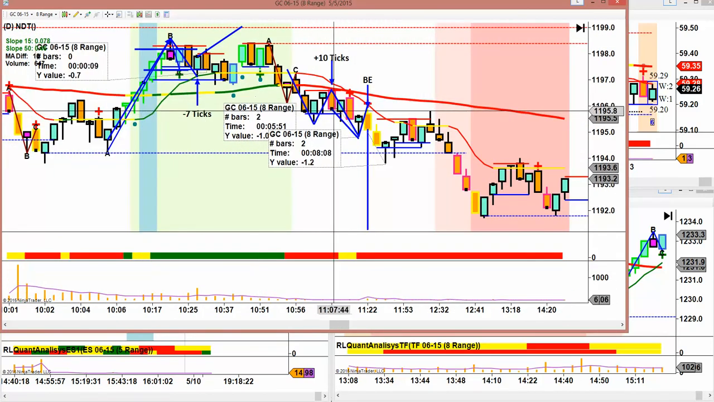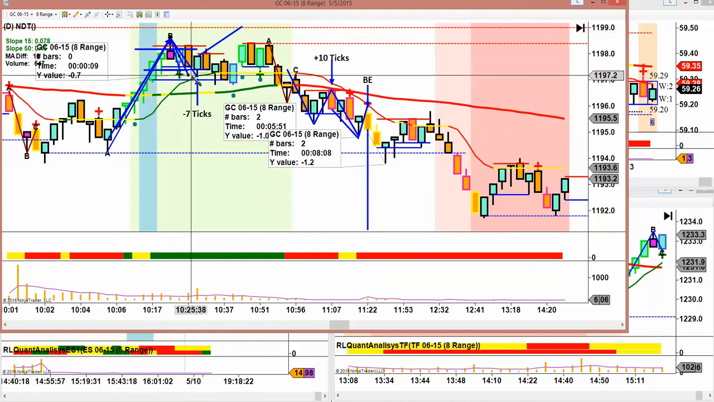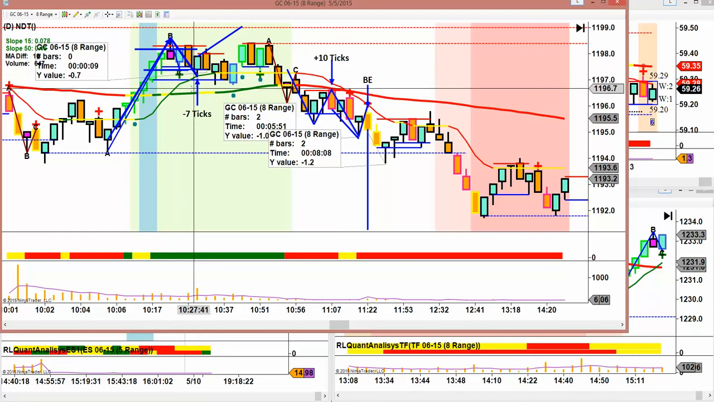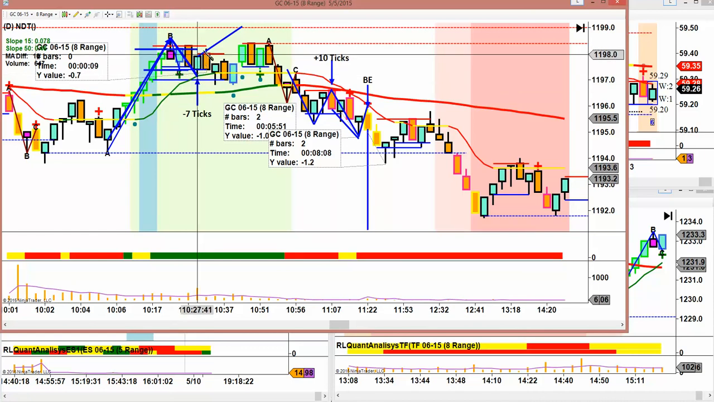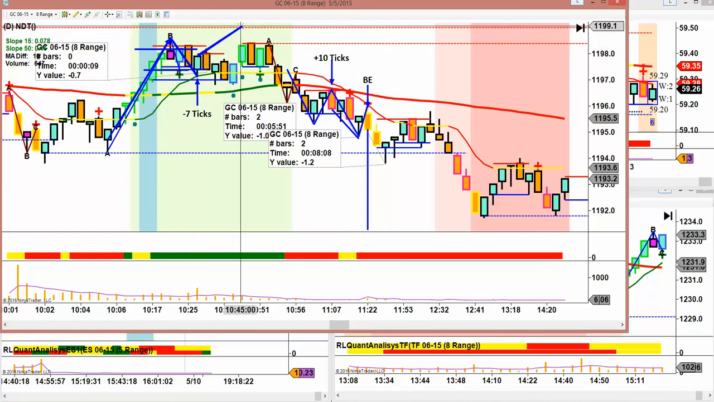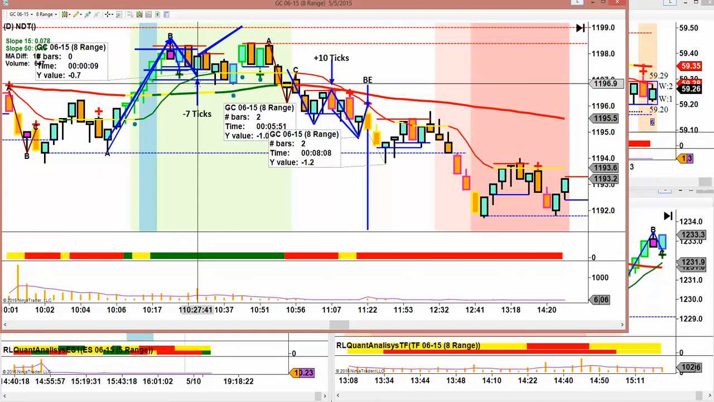Here was a plus 10 I got, and then I got a break even on the trade. And here was a loser. I'm not going to hide them either. Now, I didn't have the quant line here. But this trade didn't go anywhere, didn't have market structure, didn't have a pivot to hold it to the upside.